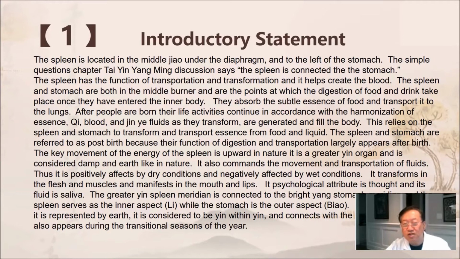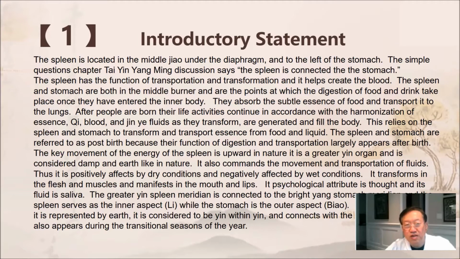After people are born, their life activities continue in accordance with the harmonization of the essence, qi, blood, and jin-ye fluids as they transform, are generated, and fill the body. This relies on the spleen and stomach to transform and transport essence from food and liquid. The spleen and stomach are referred to as post-birth because their function of digestion and transportation largely appears after birth.